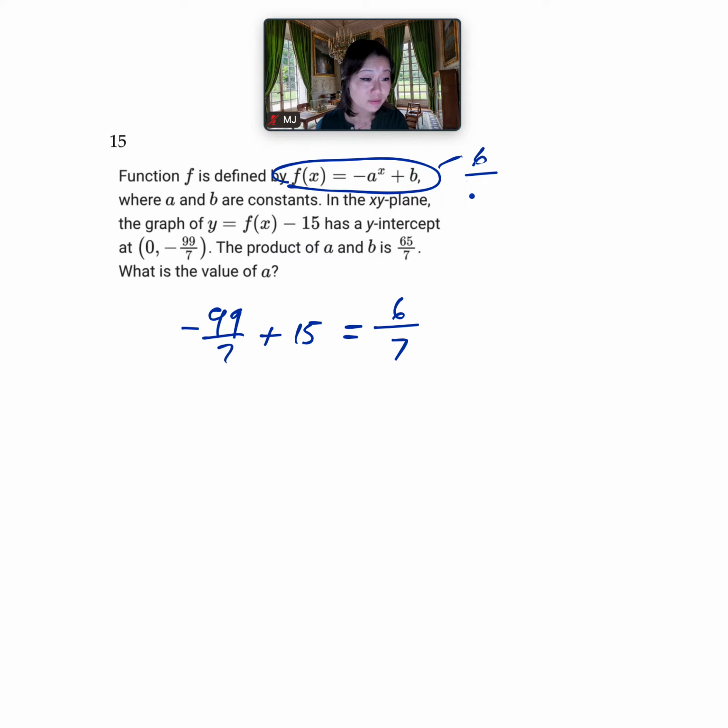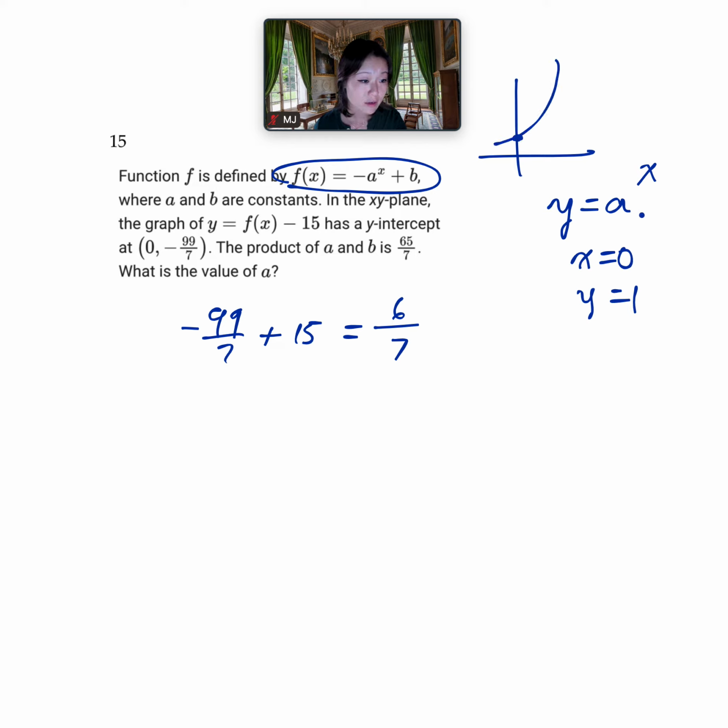But here, you have to know a little bit about the form of this graph. Anytime you have a graph of this form, a to the x, there's a special point, because if you set x equal to 0, anything taken to the power of 0 is going to be 1. So you do have a special point here at 0, 1. Now, there is a negative sign in front of the a, so because there is a negative sign, we're going to flip that in the negative direction so that our y-intercept actually ends up being negative 1.